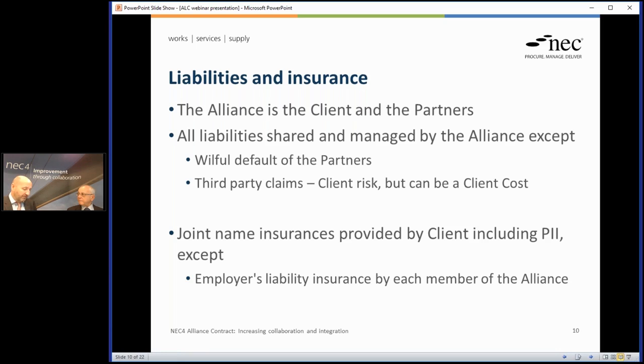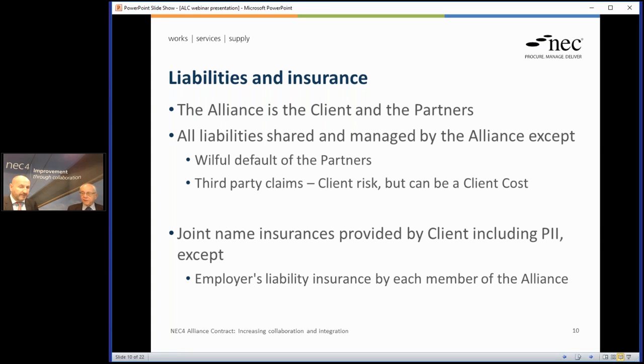Or are there other ways to deal with this? But what we don't want is a situation of lots of different insurance policies, and again, so many people pointing the finger, it's not my insurance, it's your insurance, or insurance companies wanting to step in and take forward actions against other members of the alliance. That's exactly what we don't want to happen. That's right. It's got to be a joint enterprise, not individual people trying to do their own thing and minimise their own liability. Absolutely. So that's why we're saying client-provided insurance, including PII. The only insurance that the individual partners will provide is employer's liability. So that will remain an individual insurance provided by each company.